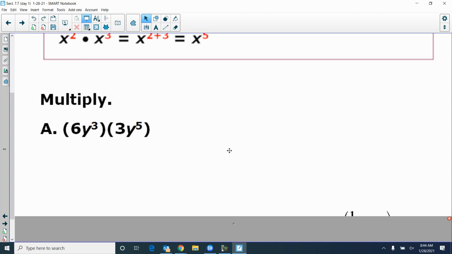What do you think the answer would be? Any ideas? 18y to the 8. Good. You multiply the 6 and the 3 together. Constants we're going to multiply together like normal. And then for the exponents, you're going to add those together. So that's how you're going to do for that one. It's 18y to the 8.